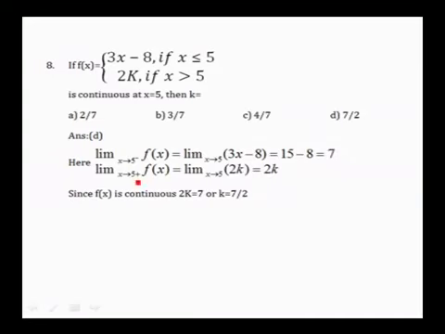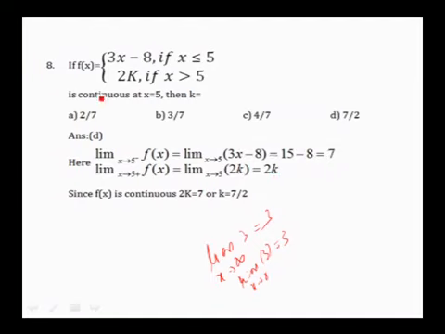As x tends to 5 plus, meaning x greater than 5, I have to take 2k. Remember, the limit of a constant is always a constant. What is the limit of 3 as x tends to infinity? The answer is 3. Whether it is tending to 0 or infinity, the limit of 3 is also 3. So the limit of 2k as x tends to 5 is 2k.